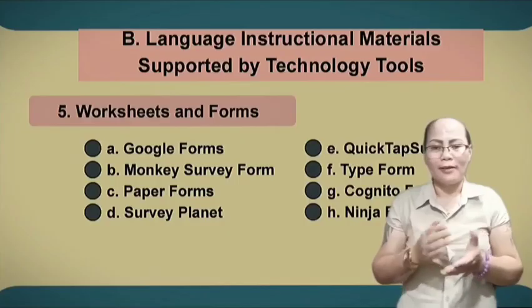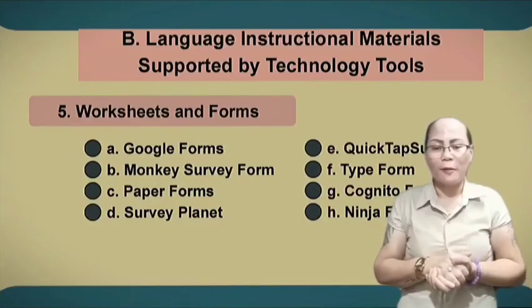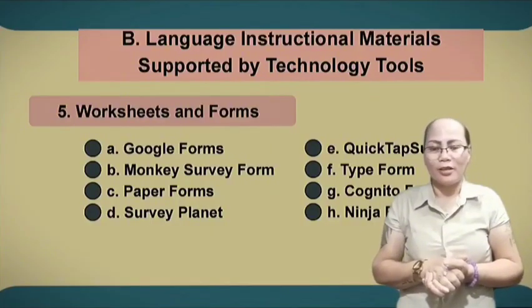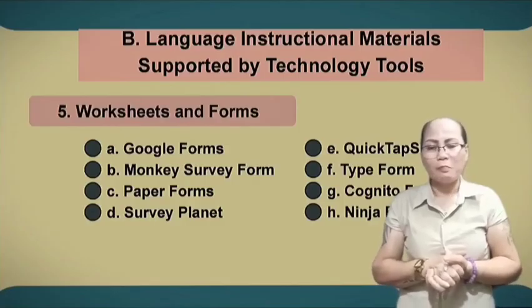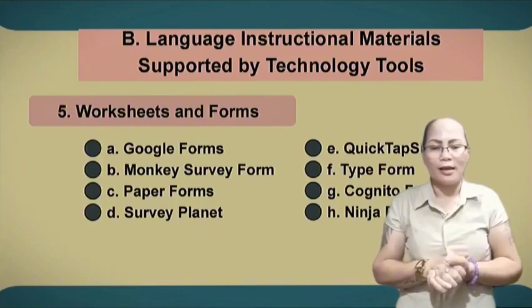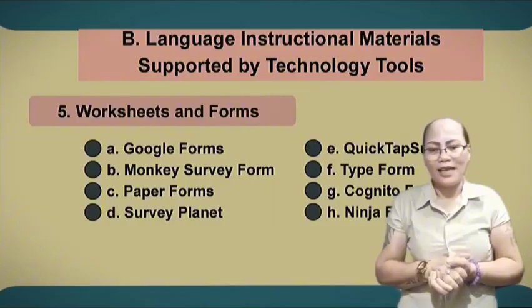Next is SurveyMonkey. This tool helps in creating surveys to collect information, gather feedback, and analyze results. An example is a teacher could create a survey to understand students' preferred learning styles. Next is paper forms. Traditional printed forms used for collecting responses. While not digital, they still serve a role in gathering written data or conducting quizzes, usually offline. An example of this is a printed questionnaire used in a classroom to assess students' reading comprehension.